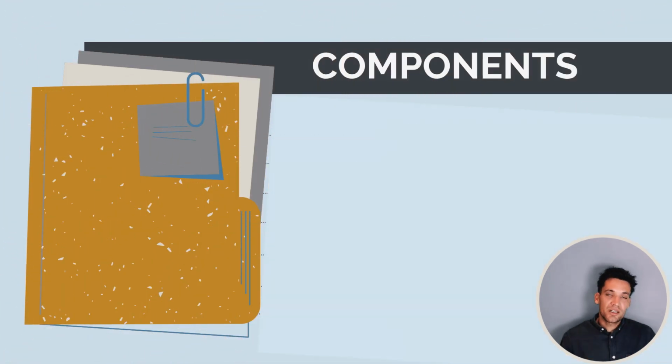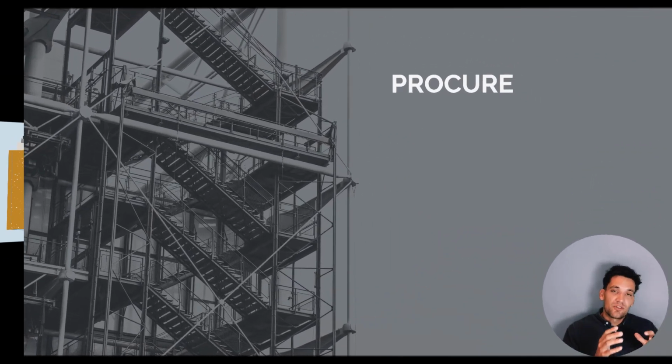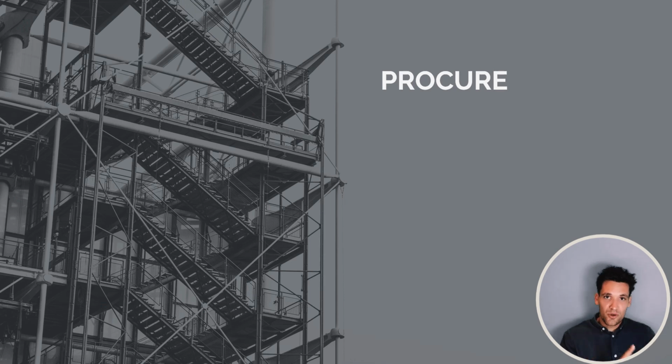Each of these forms of contract will cover the project schedule and time requirements, performance requirements, payment terms and conditions, defects, security, so whether they provide bank guarantees or retention, how to deal with variations, and how to deal with disputes. So the terms and conditions are broken down into these sorts of sections and they talk about how to manage all of these different situations. Once we've prepared our tender package, we've got our scope of works, our schedule, we've defined time requirements, we've got a set of documents together that define exactly what we want the subcontractor to do.